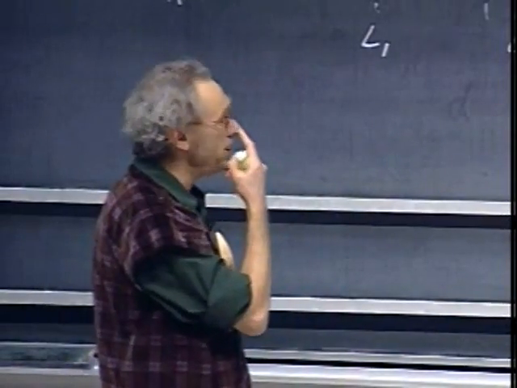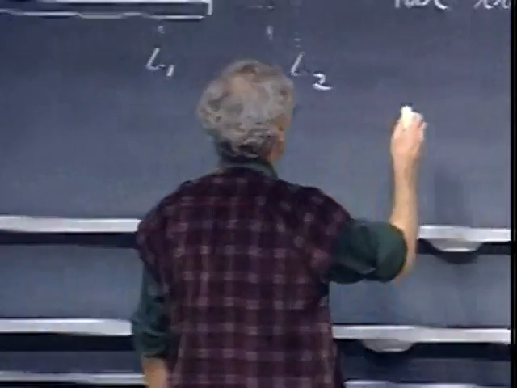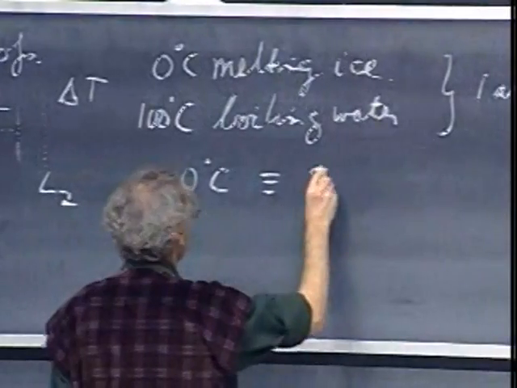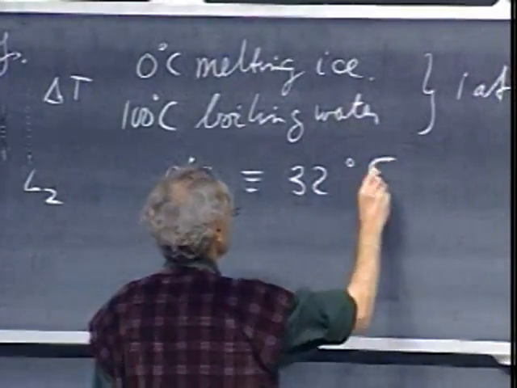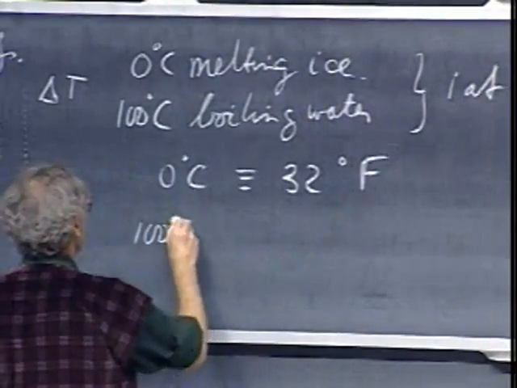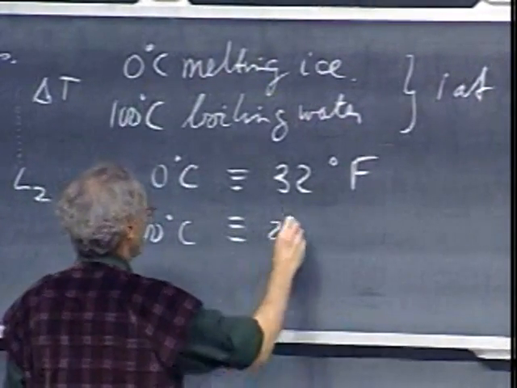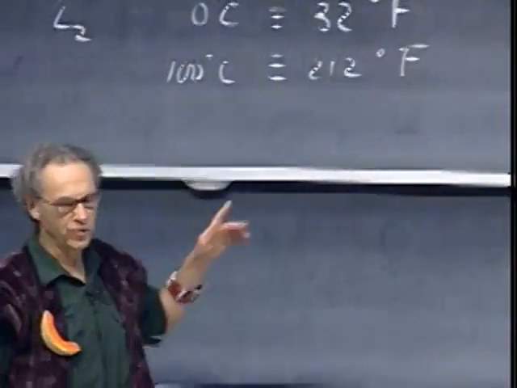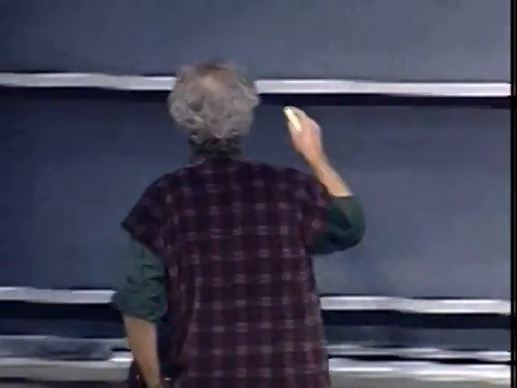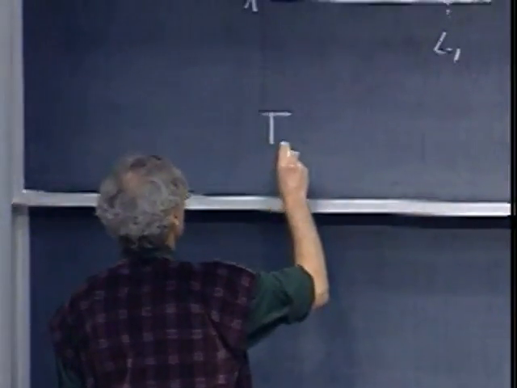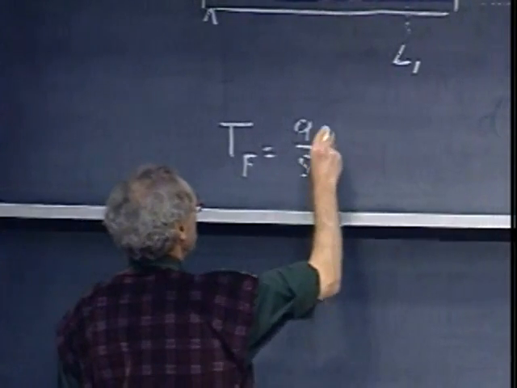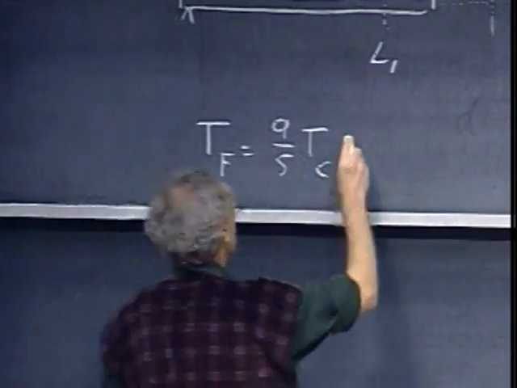It has been redefined now in such a way that 0 degrees centigrade is 32 degrees Fahrenheit, and 100 degrees centigrade is 212 degrees Fahrenheit. So if you want to convert from Fahrenheit to centigrade or the other way around, the temperature in Fahrenheit is 9/5 times the temperature in Celsius plus 32.